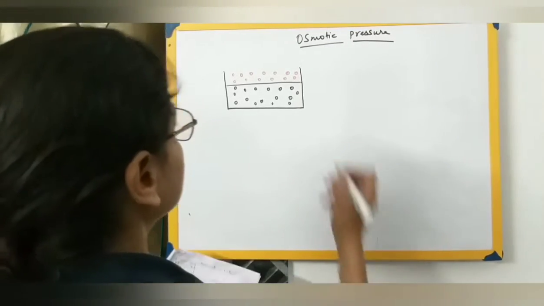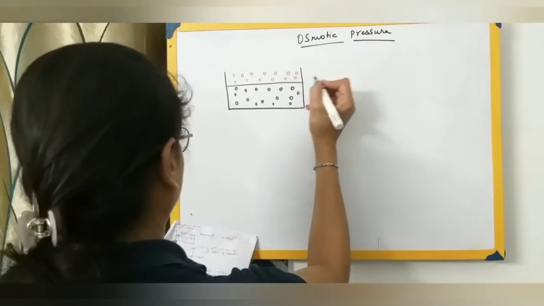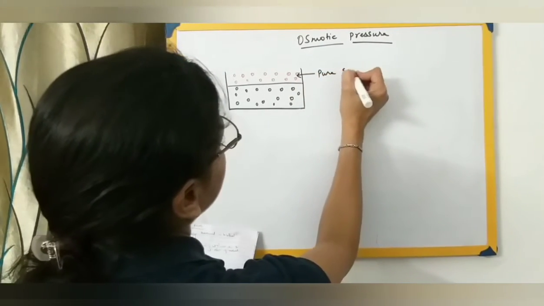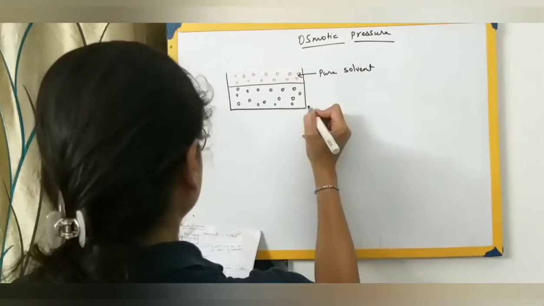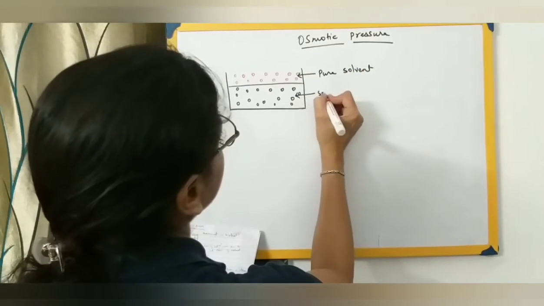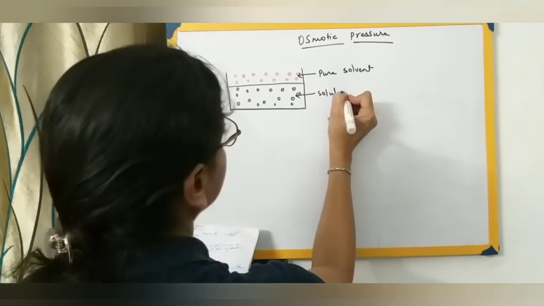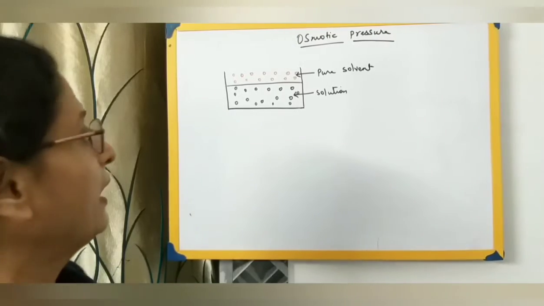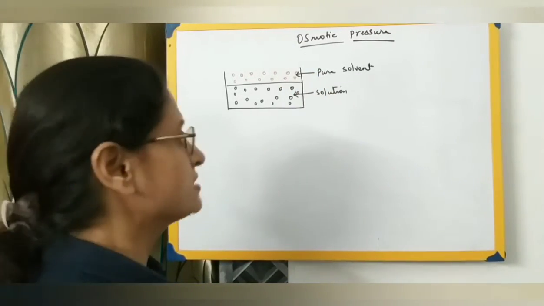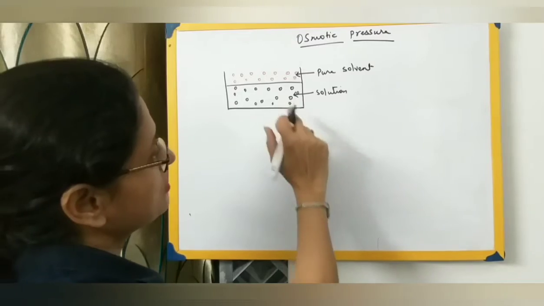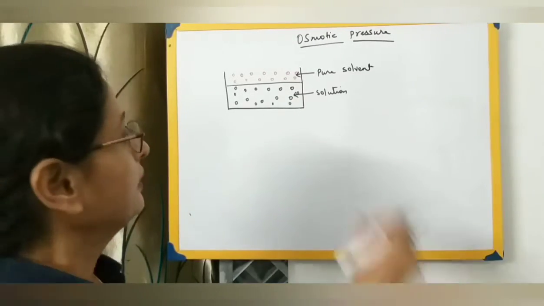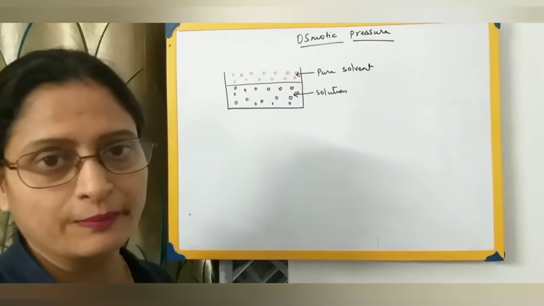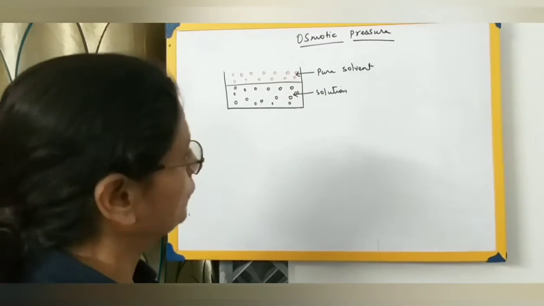Okay, so here we are having the pure solvent, and here we are having a solution. Suppose you have a container and you fill it in such a way that the solution, which has the solute particles, is filled first, and then on the top let there be a pure solvent, which may be distilled water or any pure solvent.